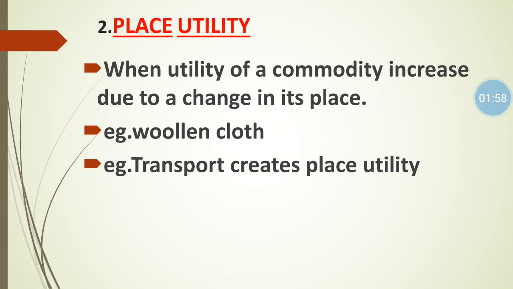Number 2 is place utility. Place utility means when the utility of a commodity increases due to a change in its place. Such as woolen cloth. Woolen cloth has more utility in a cold place compared to a very hot place. Same, transport creates place utility. If in one area the transportation is good, then automatically the area will get place utility.